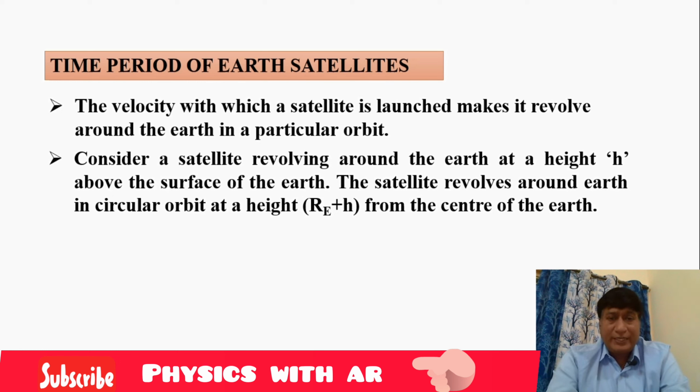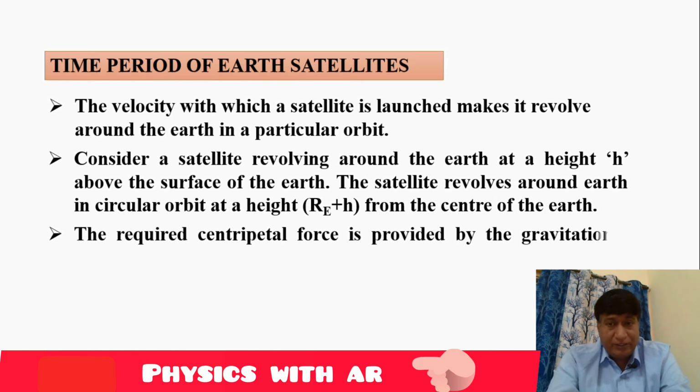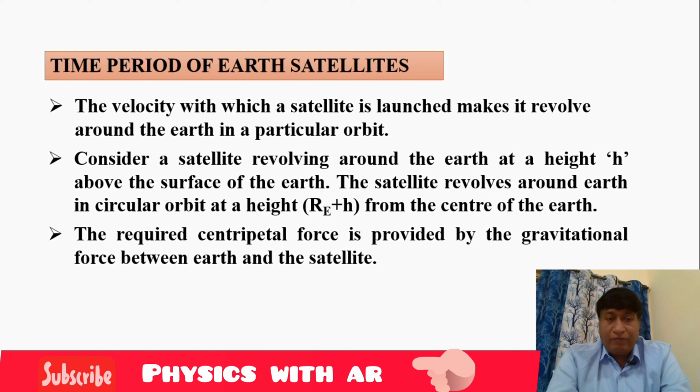Consider a satellite revolving around the Earth at a height h above the surface of the Earth. The satellite revolves around the Earth in a circular orbit at a distance Re plus h from the center of the Earth, where Re represents the radius of the Earth. Whenever the satellite is revolving around the Earth, the centripetal force is nothing but the gravitational force.